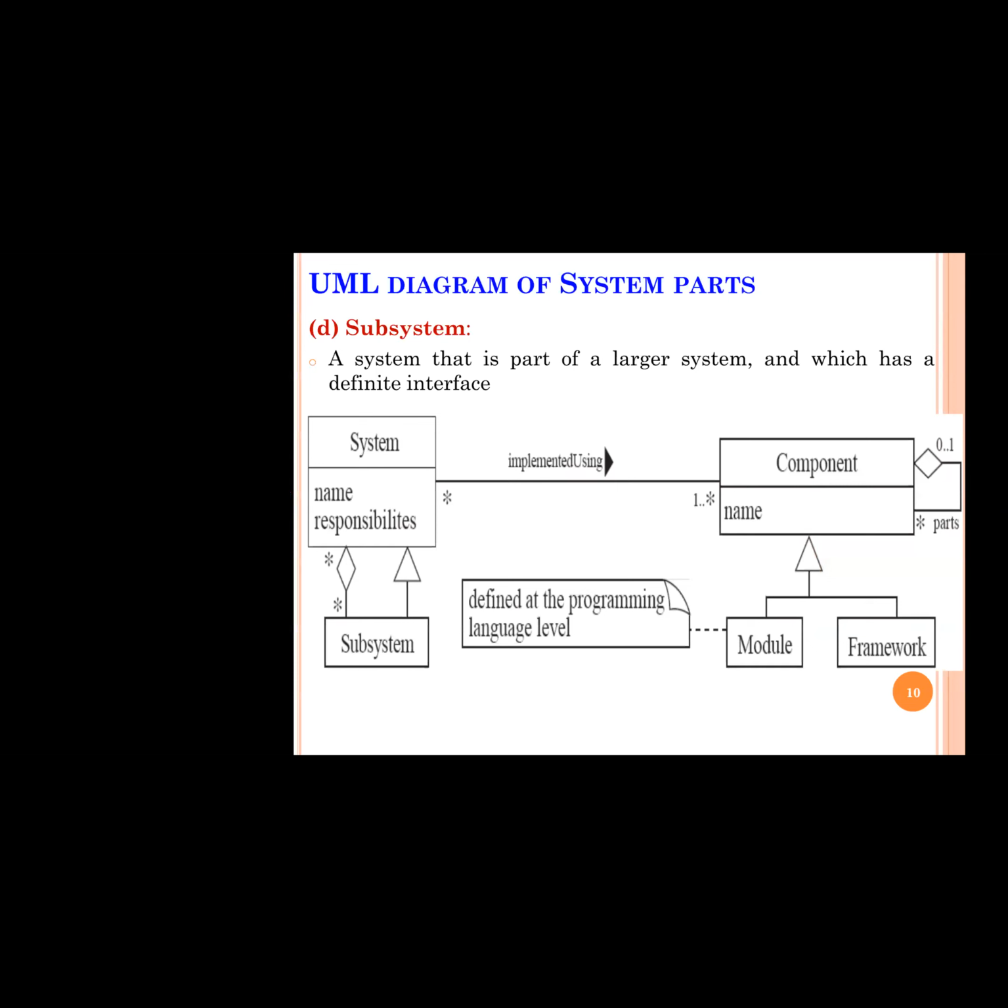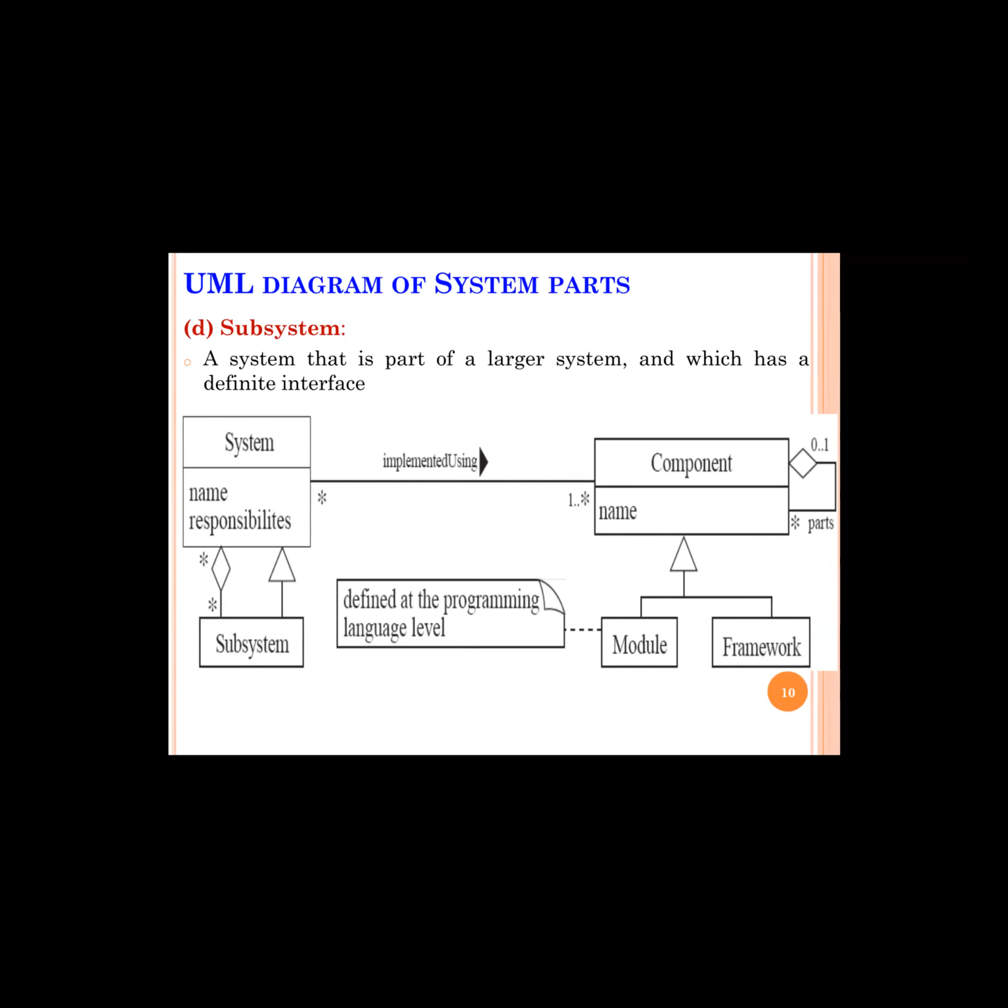Okay. Here they have given a diagram which differentiates one system from the subsystems. Each system will have a number of subsystems. Here a subsystem is part of the larger system and has a definite interface. Here they have taken the system with its name and responsibilities, and we have the component. The component name is mentioned here, and within the system we have subsystems. The subsystem belongs to the system, which is the composition of the system. So from one system, we can have a number of subsystems. All the subsystems are part of the main system. The part-of relationship is mentioned here, one to many. So one system can have a number of subsystems, and all the subsystems combined together, the aggregate, is the main system.